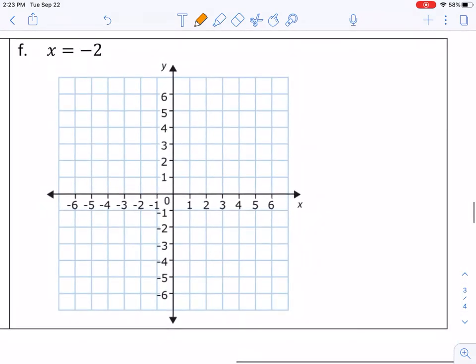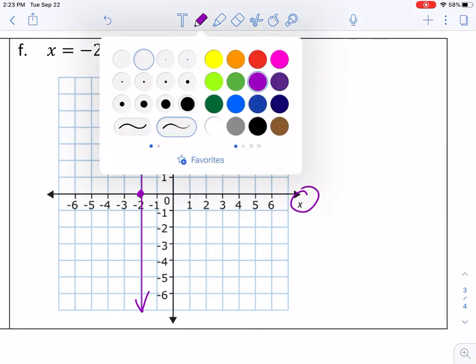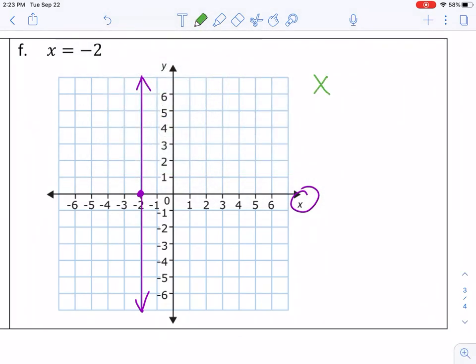Same thing works here for x. So if I have x equals -2, here's my x-axis. It goes left and right here. I'm going to find -2 on my x-axis, and then I'm going to cut it right down. Ooh, I don't know what happened there. That was fancy though. And that's it. Do another color. If I had x equals 4, I'd find 4 on the x-axis and then cut right through it.